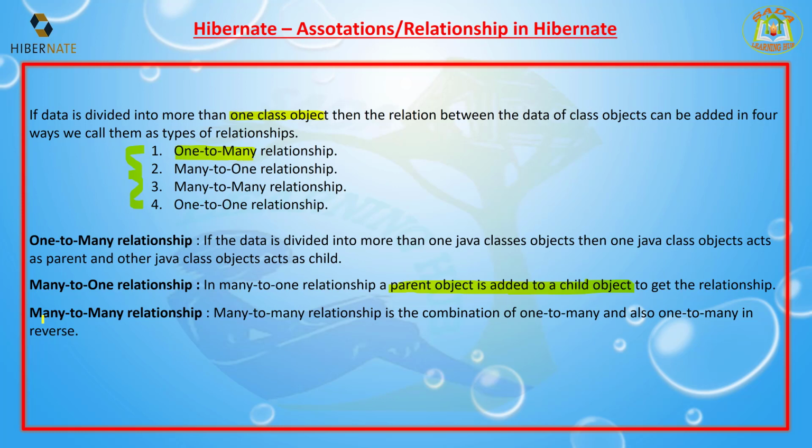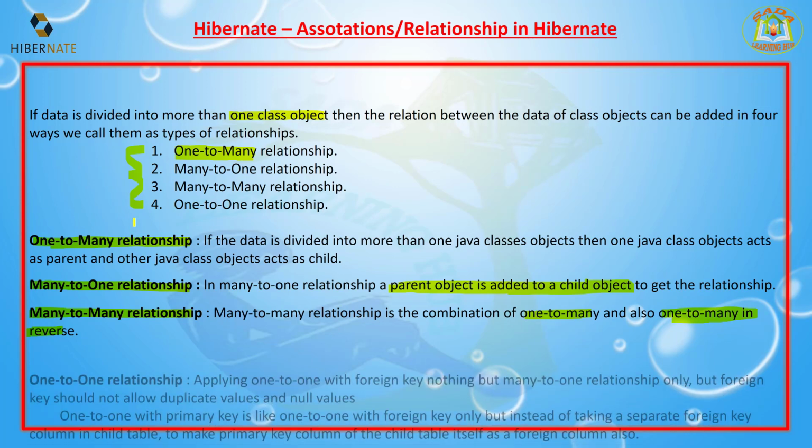And coming to the many to many relationship, many parents have many children. Many to many relationship is a combination of one to many and many to one. We can make it as one to many in reverse, which means many to one.